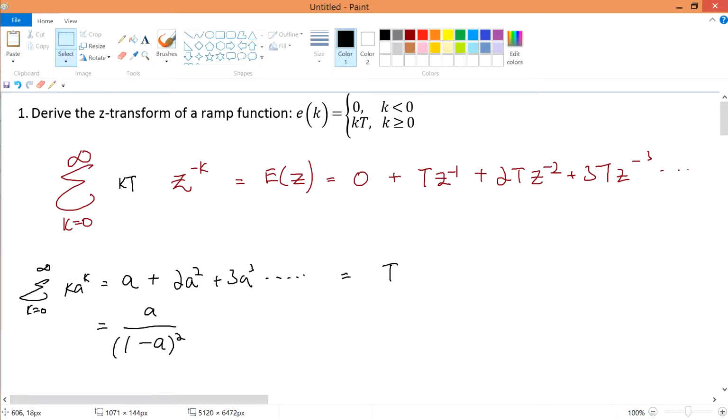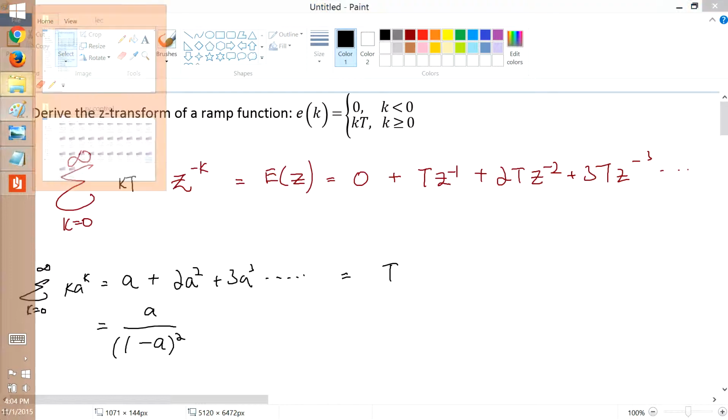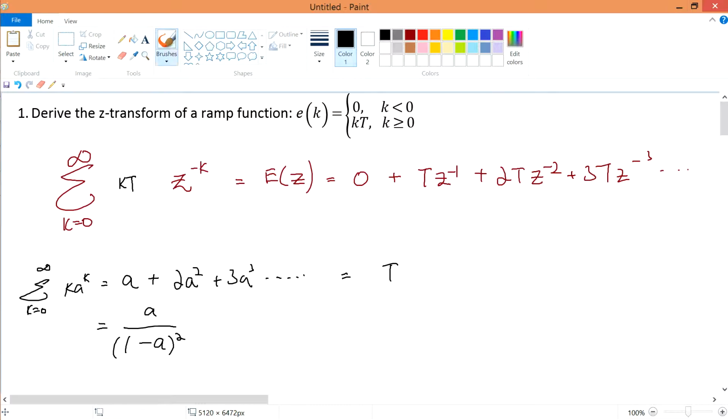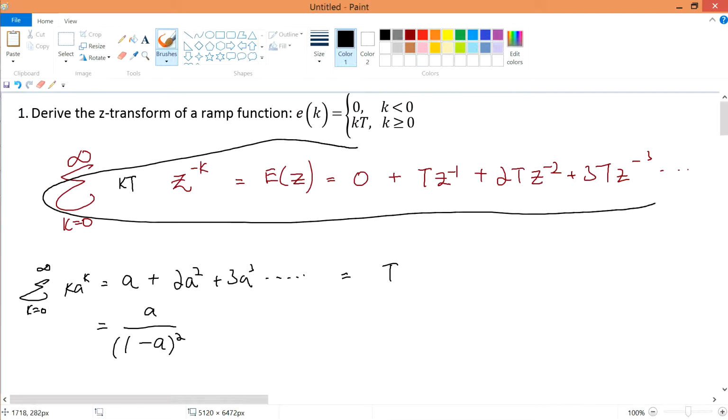This video is a continuation from the previous video. If you haven't watched the previous video, go to L6V2 of the ramp function, the harder by educational method. I highly suggest you watch that one. Alright, and I'll assume that you already know how we get here, so I'll not go through this part.